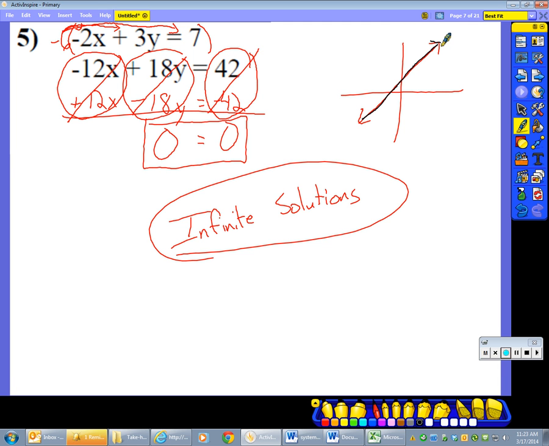Okay, so it intersects an unlimited amount of times with the first graph. They're both right on top of each other. So that's what infinite solutions looks like on a graph.